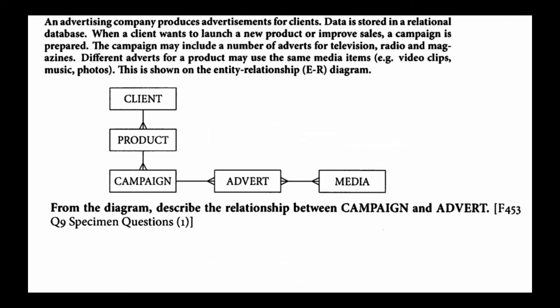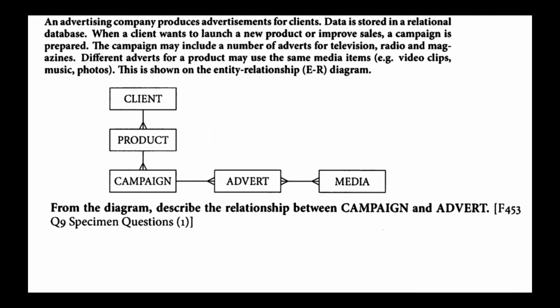An advertising company produces advertisements for clients. Data is stored in a relational database. When a client wants to launch a new product or improve sales, a campaign is prepared. The campaign may include a number of adverts for television, radio, and magazines. Different adverts for a product may use the same media items, for example video clips, music, and photos. This is shown on the entity diagram. Client to product is one to many. Product to campaign is one to many.